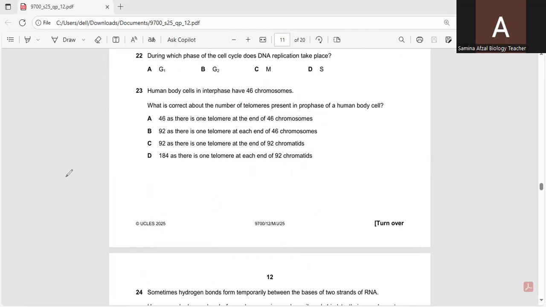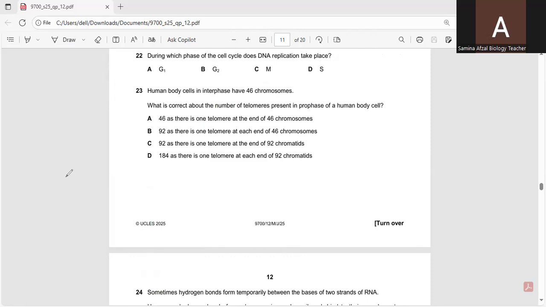during which phases of the cell cycle does DNA replication take place? There are different stages: G1, G2, M and S. So during the S phase of the interphase, the DNA replication takes place.